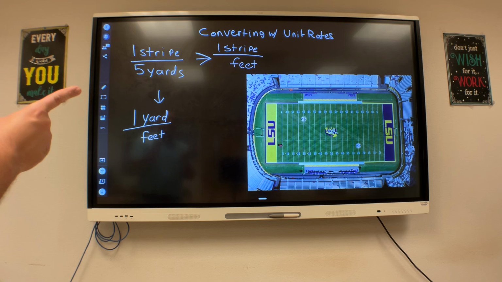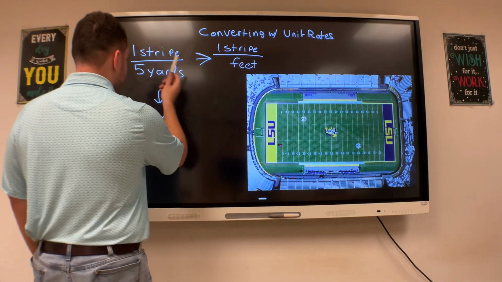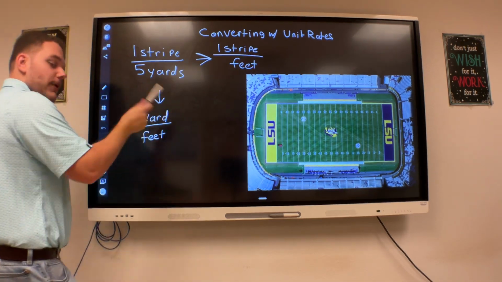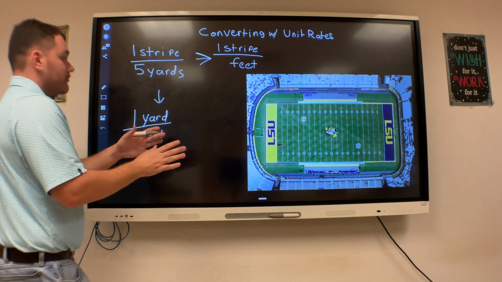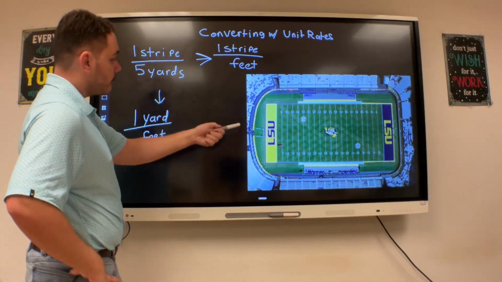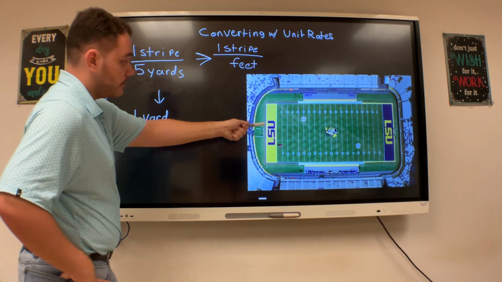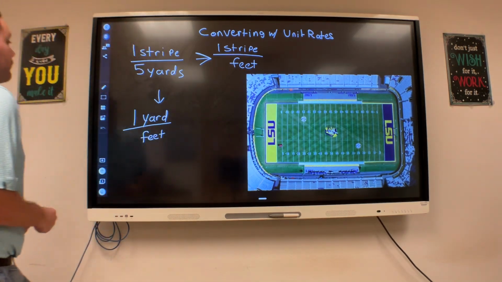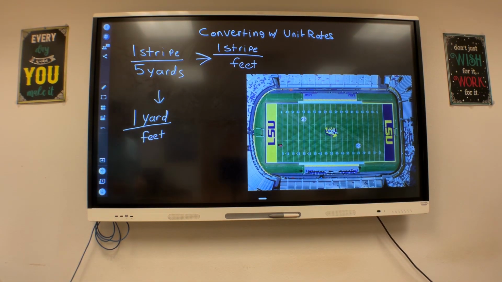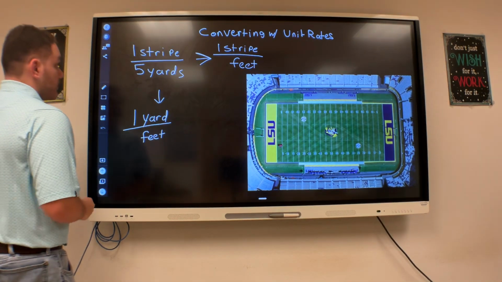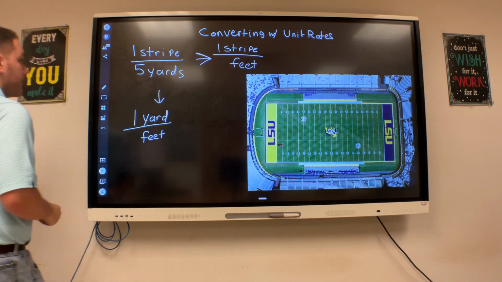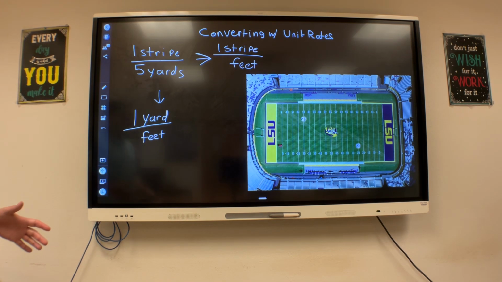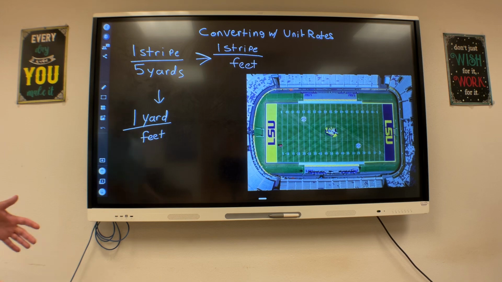So we know that between every stripe, there are 5 yards. But now I want to figure out how many feet are between each stripe. They don't tell us that. We can look at it, we can see 5 yards between every stripe, but they don't have the feet measured. So we've got to figure that out. To figure that out, we would just see how many feet are in each yard. And that may be something you already know. You may be hollering at me through your screen, giving the answer.